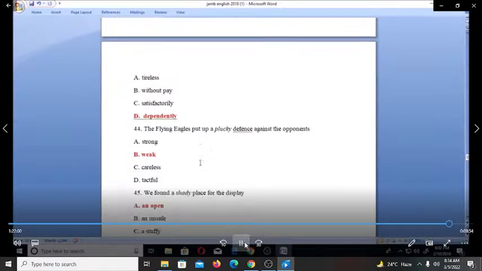44. The Flying Eagles put up a plucky defense against the opponents. What's the opposite meaning to plucky? Is it A, strong, B, weak, C, careless, D, tactful? The answer is B, weak.